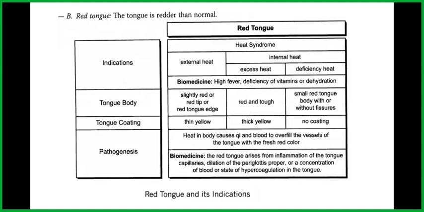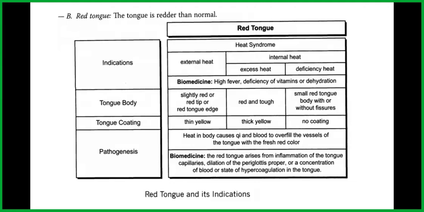And for internal heat, the indication is excess heat: the tongue body is red and tough. The tongue coating is thick and yellow, and the pathogenesis is the same as external heat. For internal heat or deficiency heat, the tongue body will be small and red, with or without fissures. The tongue coating: there's no coating. The pathogenesis is the same as external heat.